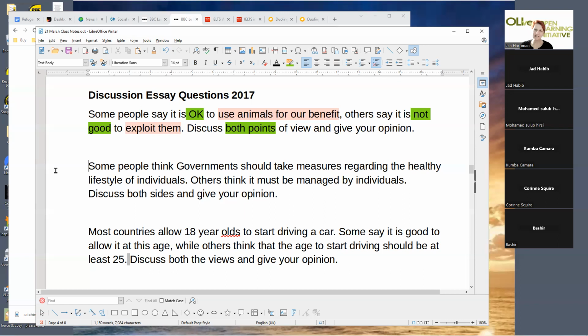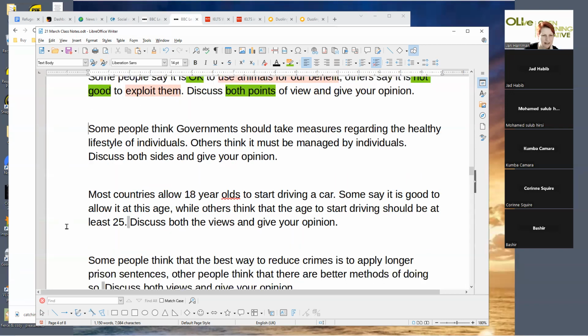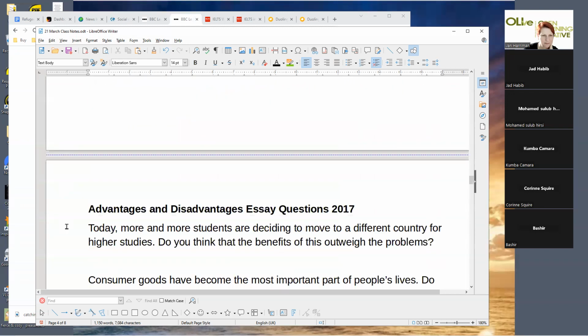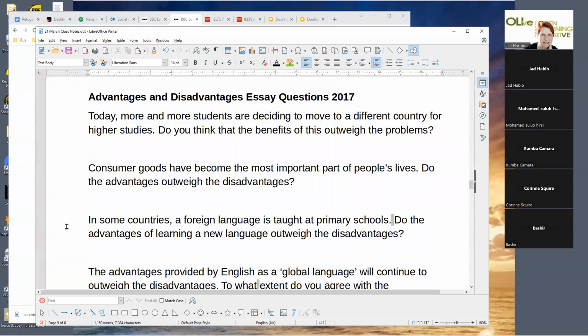So hopefully this is helping you understand how to look at and how we will approach the essays when we get there. Let's look at advantages and disadvantages.